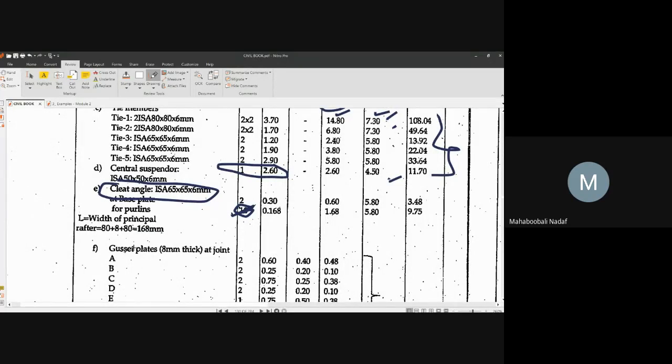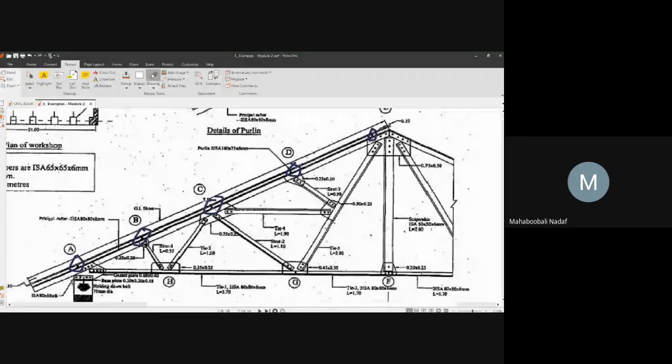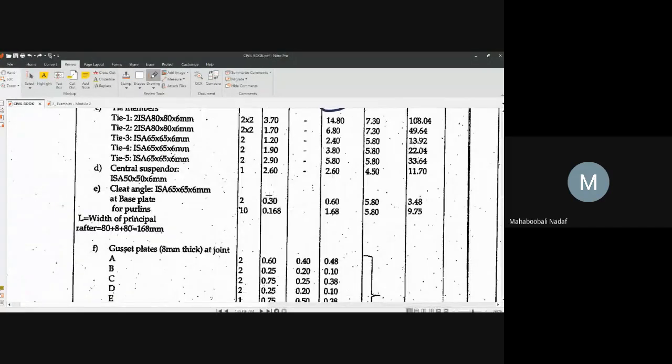Now, cleat angle. Wherever base plate is there you have to write it down. Here base plate is there, there also one cleat will come, and its dimension is given in the cross section. Base plate 0.36 by 0.6. That much cleat angle will be consumed, and on two sides two cleats will come.